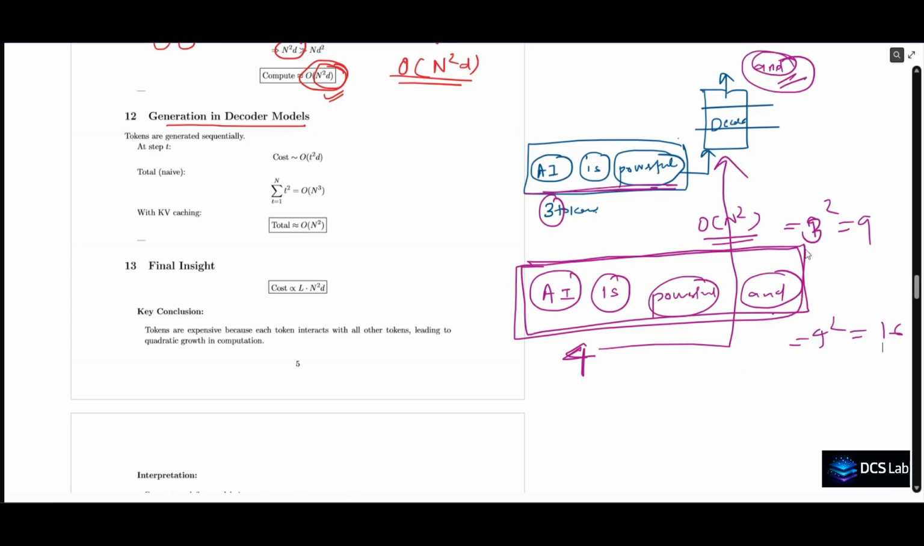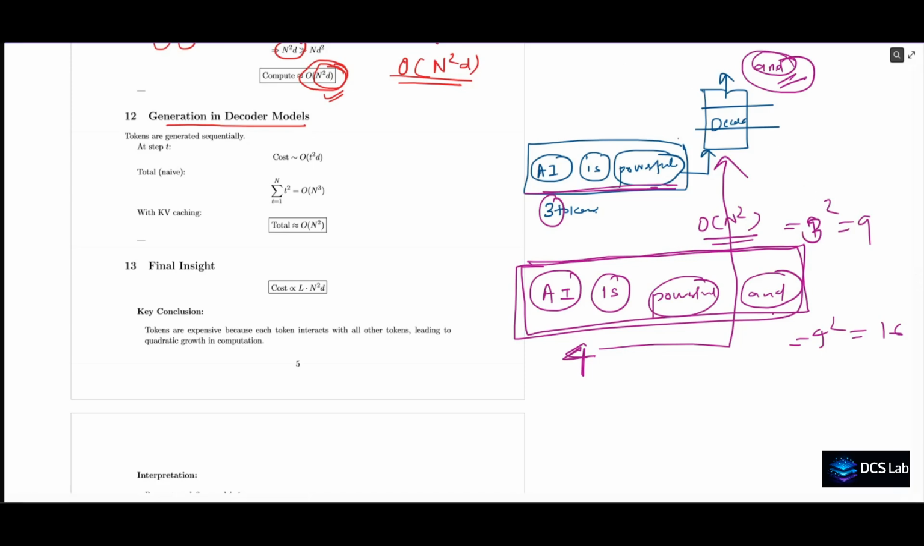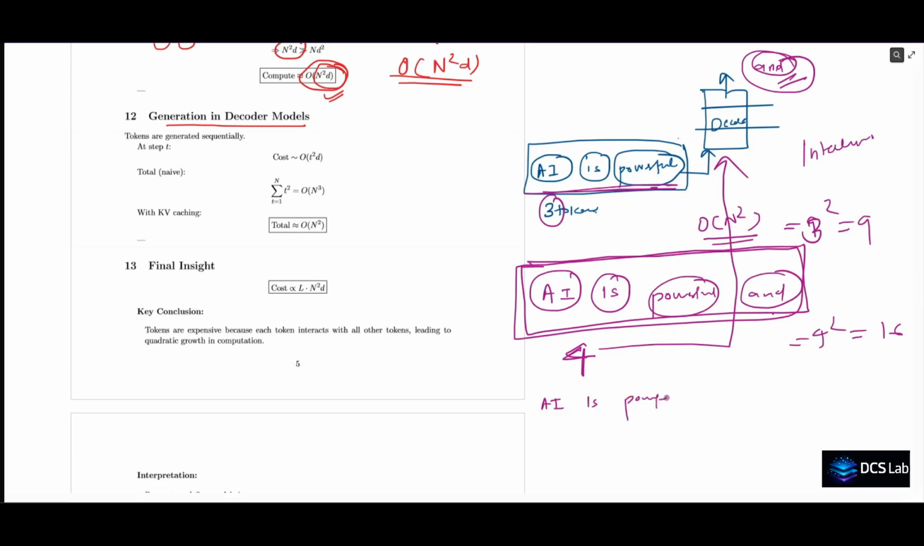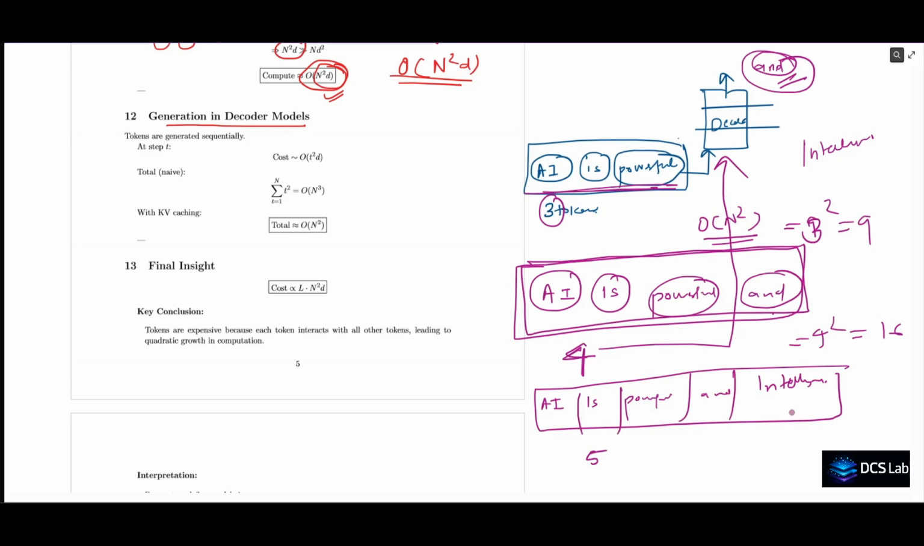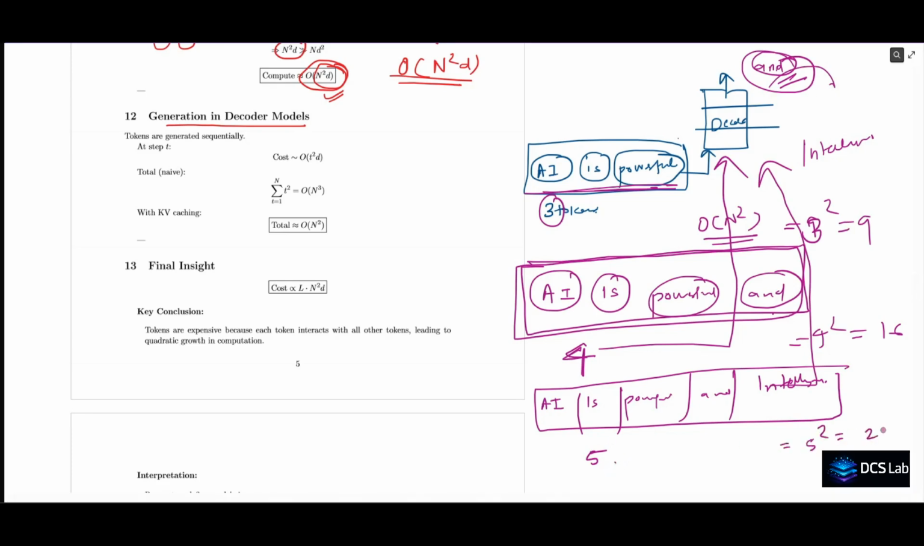Suppose now the prediction is powerful and intelligent. Suppose now you got a word called intelligent. So now your words become AI is powerful and intelligent. And you predicted this word. Now intelligent will also be taken into context, right? Number of tokens now is 5. This will again be fed to the decoder to predict the next token. The cost of this would be 5 square, which is 25.